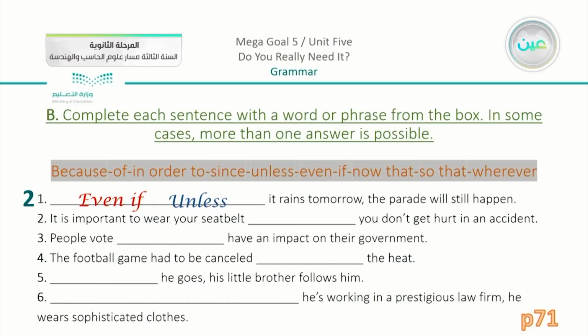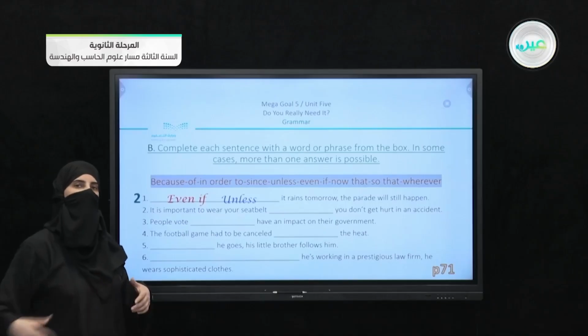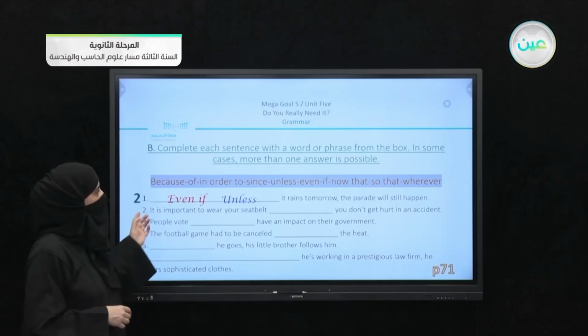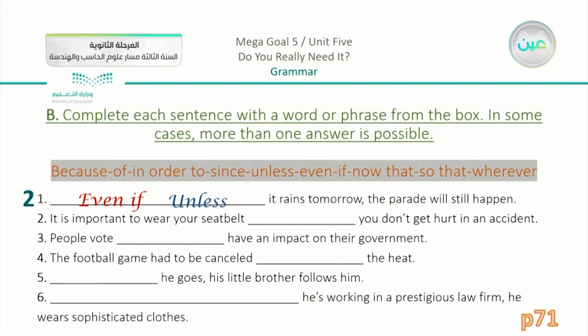Now, number two: it is important to wear your seat belt, you don't get hurt in an accident. So I'm looking for a purpose here. What is the purpose of wearing a seat belt? Now you can see the conjunctions that go with purpose: because of, in order to, since, unless, even if, now that, so that, or wherever. We have here so that you don't get hurt in an accident.